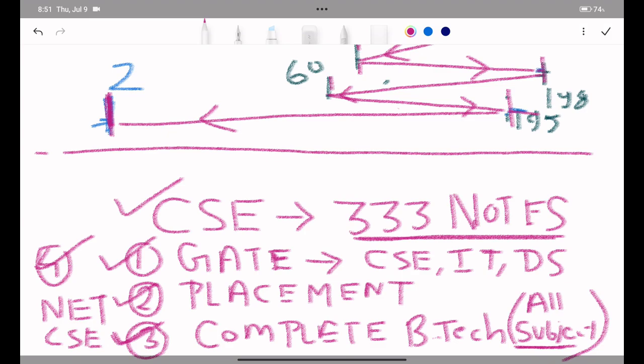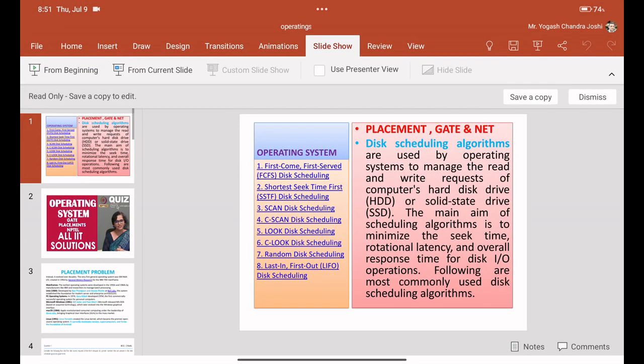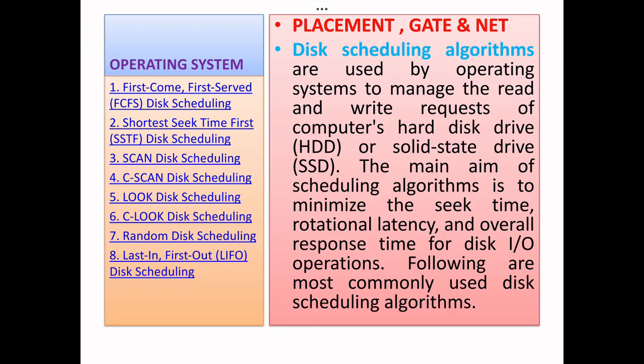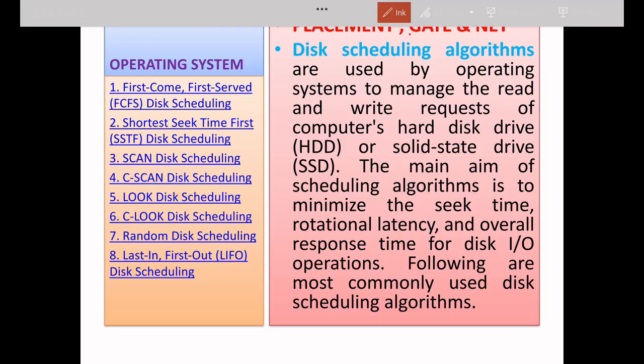So now we are coming here. This is the first lecture, of a total of 333, and we are starting from here. This lecture is disk scheduling, the disk scheduling algorithm. To manage read and write requests of a computer hard disk drive, HDD, and or solid state drive, SSD, is called the disk scheduling algorithm.